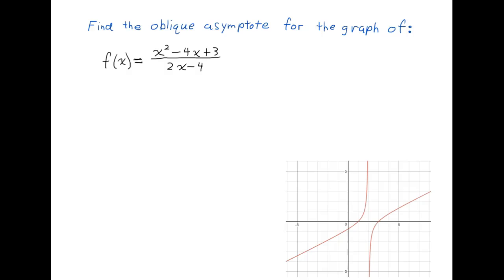In this video, I will find the oblique asymptote for the graph of this function f of x equals x squared minus 4x plus 3 all over 2x minus 4. An oblique asymptote is what the function looks like when you zoom way out. So you can start to see that here in this graph. And I'm going to switch over to another screen that'll really show this.